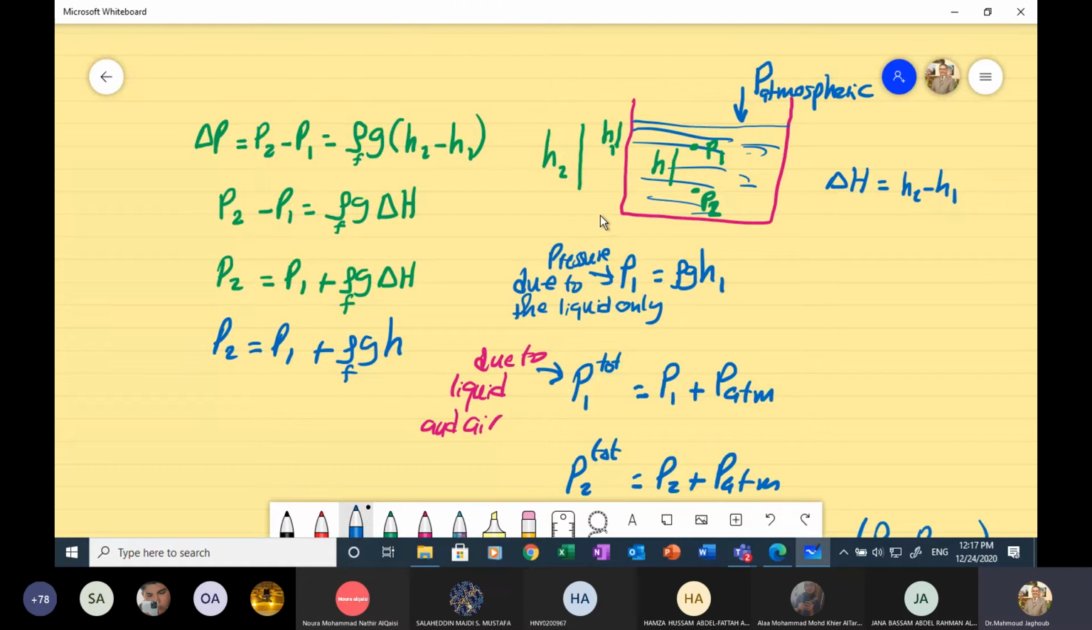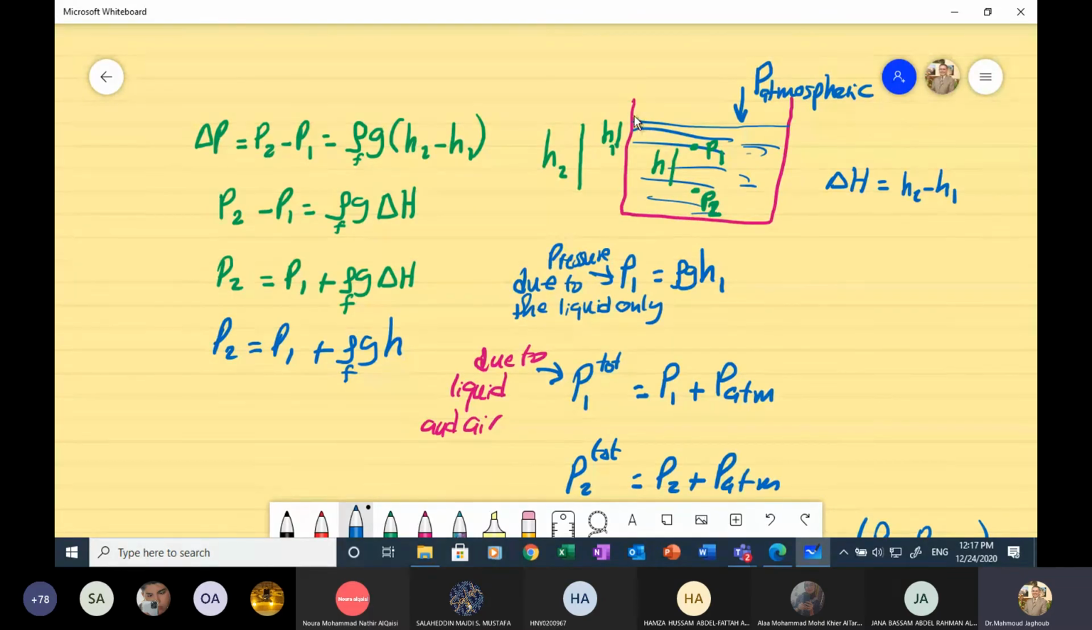So what is the pressure of P2 itself due to the liquid? Due to the liquid, I say that P2 must be equal to P1 plus rho fluid g times delta H. Meaning the pressure at this point equals the pressure at this point. What do I add to it? The pressure due to this column of the liquid. So far, I am only calculating the pressure due to the liquid.